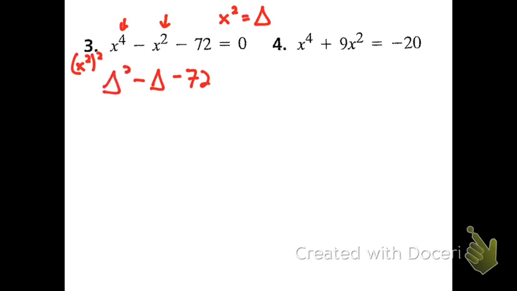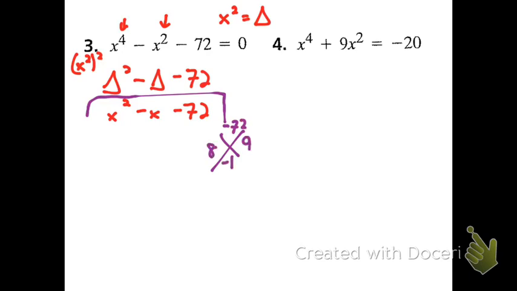I can factor something like this because it looks very similar to x squared minus x minus 72. Now I can factor that. Let me change the color here. Two numbers that multiply to negative 72 and add up to negative 1. That'd be 8 and 9, but I'd make the 9 negative. So that would be x minus 9, x plus 8.